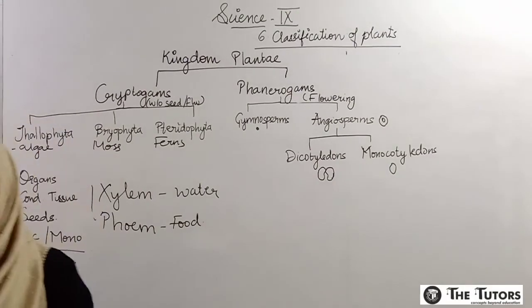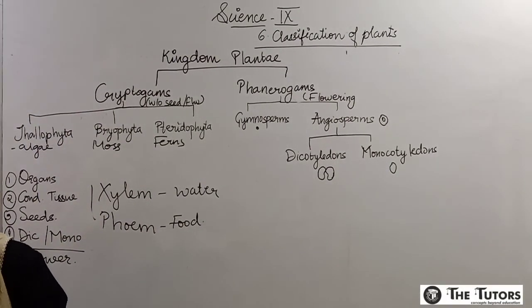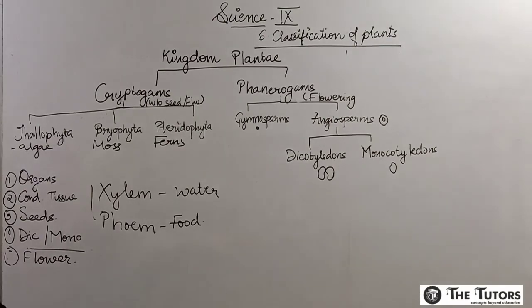Hello everyone, welcome to one more lecture of Science of 9th Standard. We were doing lesson number 6, that is classification of plants. In the last video we have seen about kingdom Plantae, and in that we have seen cryptograms. In cryptograms we have Thallophyta, Bryophyta and Pteridophyta. Let's have a quick recap of this.